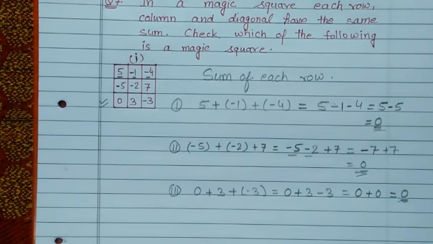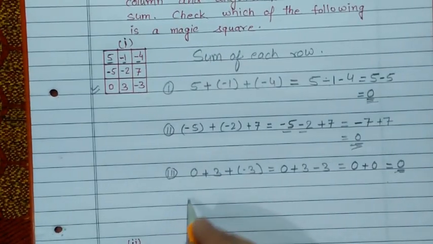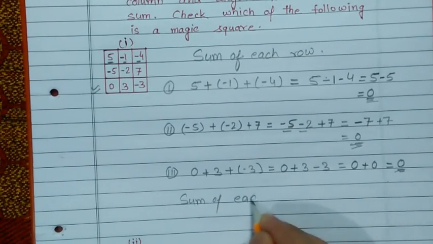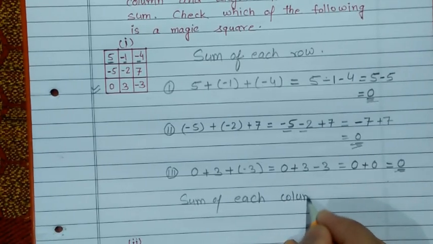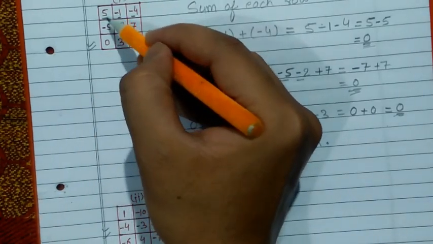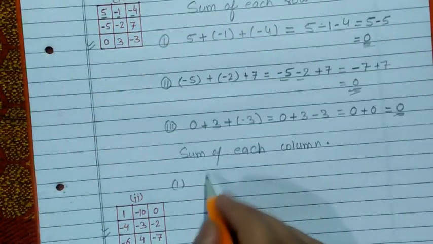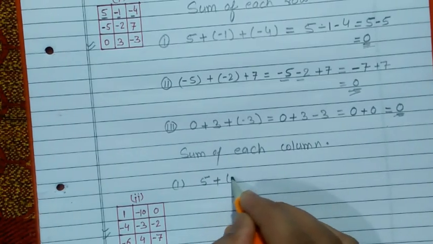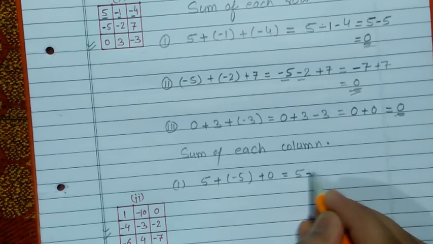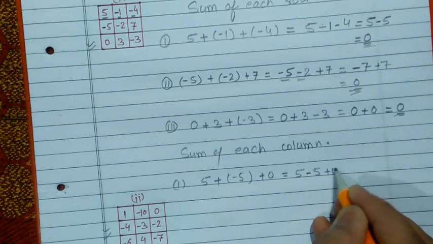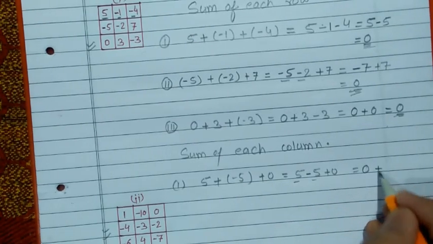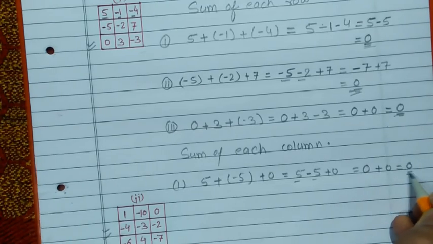Okay, let's find what is about the columns. Sum of each column. The first column has 5, -5 and 0. So 5 plus -5 plus 0 is equal to 5 minus 5 plus 0. This 5 will be subtracted from 5, we get 0. 0 plus 0 and we got again 0.